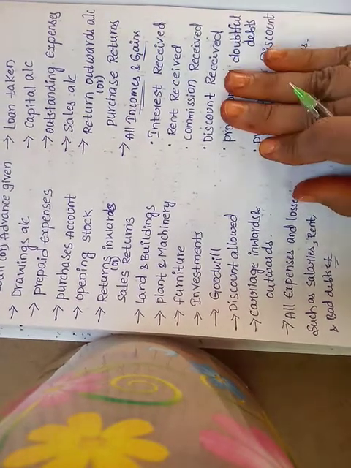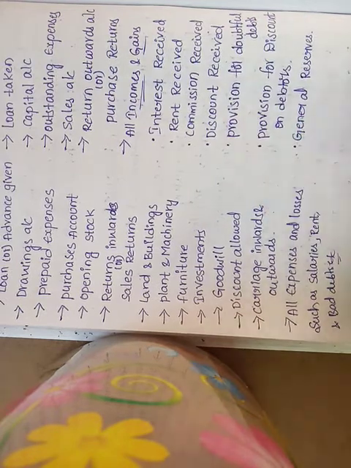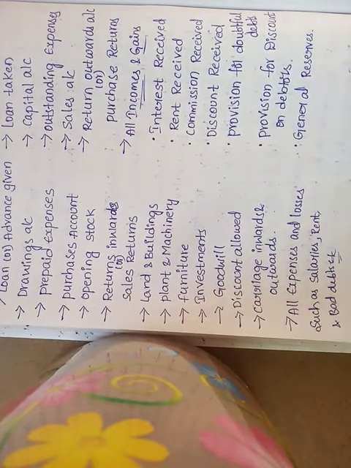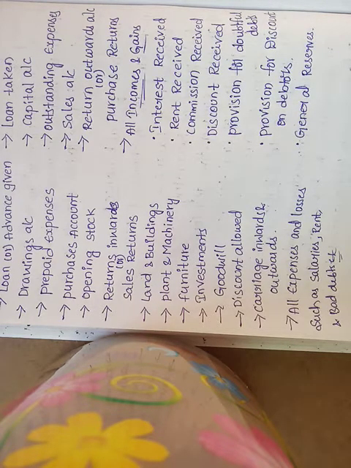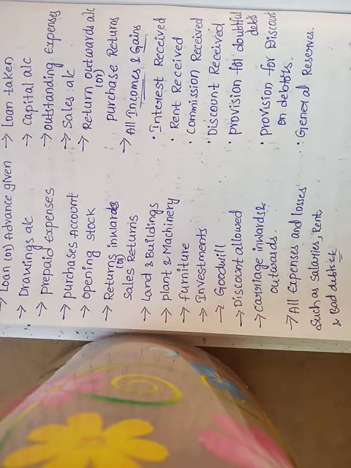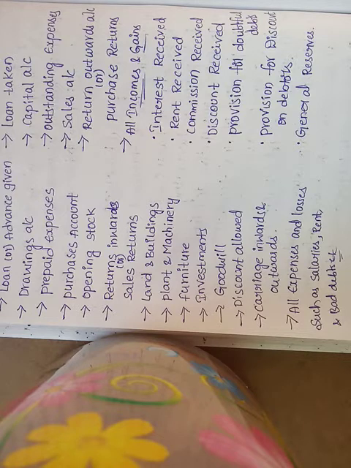Okay, so these are the various items that will come under debit balances and credit balances. Now we'll see the problem. After writing this, see the problem.